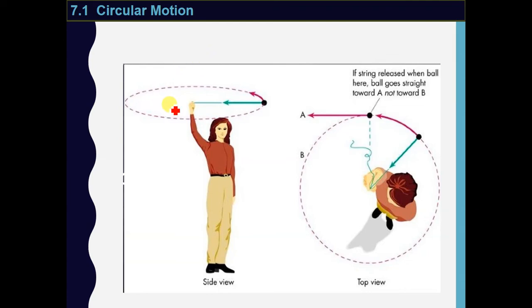So you can see this example. This woman is moving this ball in a horizontal circular motion. If the string is released when the ball is here, the ball goes straight toward A and not toward B. The ball can't move anymore in a circular path because the force responsible for this circular path has gone, so it will move straight like this. Then it will fall for sure.